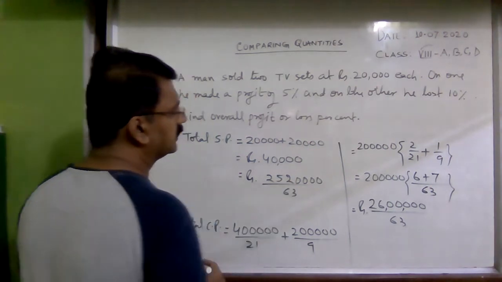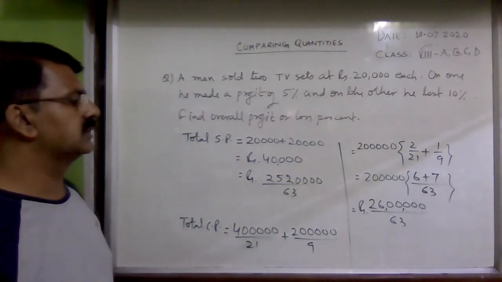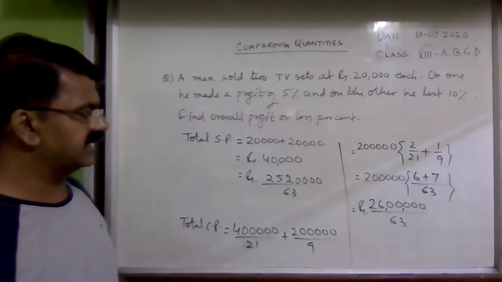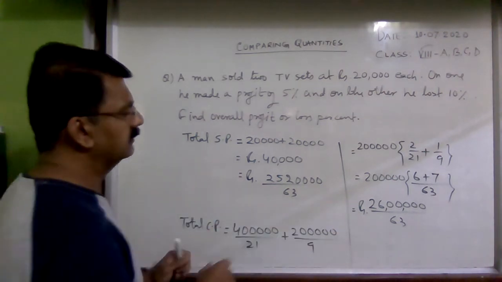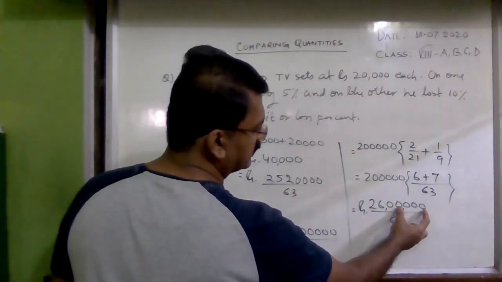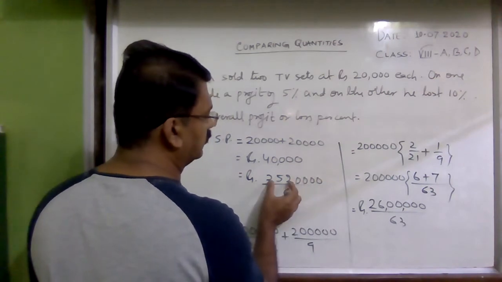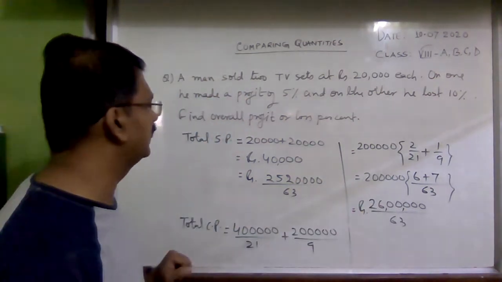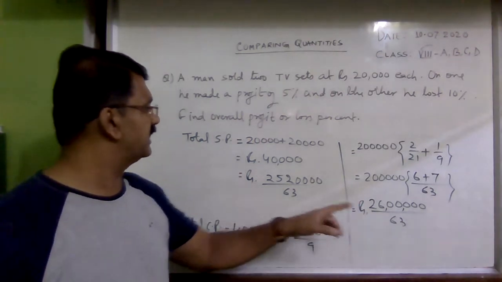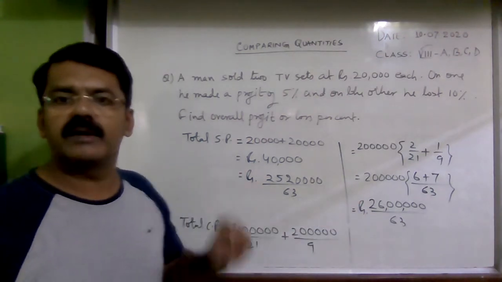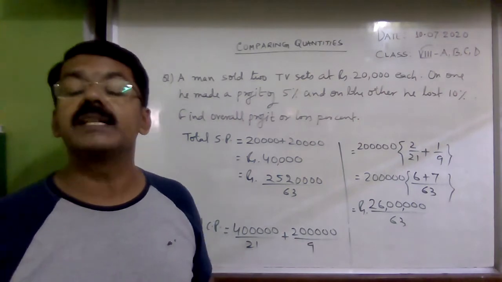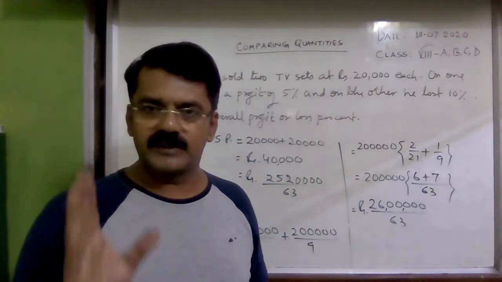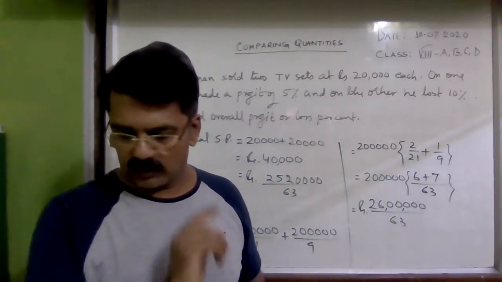so it is 2520000 upon 63. So you can see here, if you leave this 4 zeros and 4 zeros here, it is 252 and it is 260. So definitely 260 is more than 252. That means total CP is more than total SP. So if the total CP is more than total SP, then there will be loss. If CP is more than SP, that means there is loss.